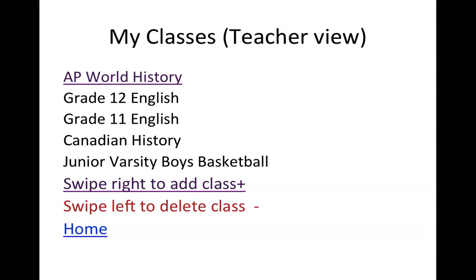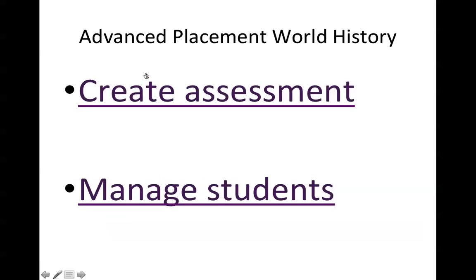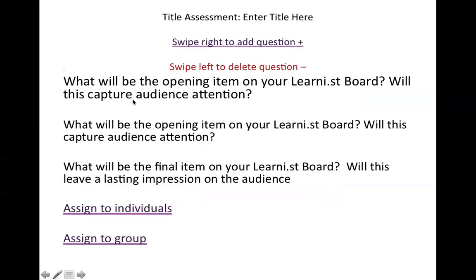So let's see what's happening in AP World History. Here I have two options, Create Assessment and Manage Students. So I'll just click on Create Assessment, and we're going to go back to Manage Students at the end of the presentation. From this view, I can give the assessment that I'm creating a title, and I can add questions.